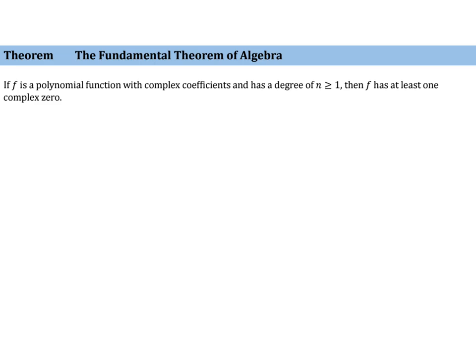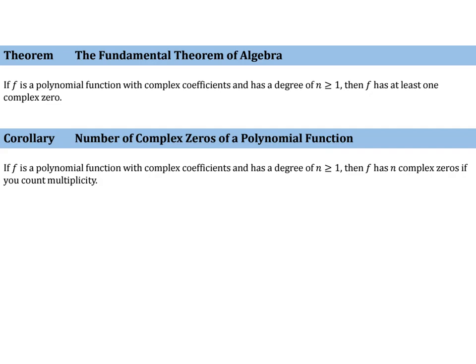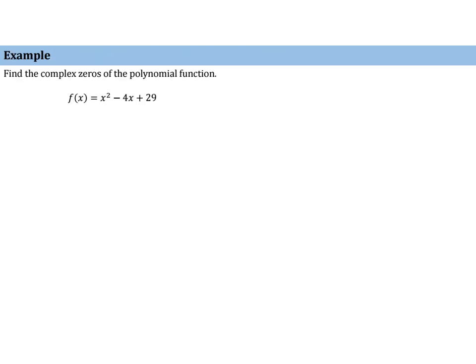Now, maybe the best thing to say is that there is a corollary from that, a statement that follows directly from that rule. The corollary is simply that if you have a polynomial that has a degree 1 or more, then it will have n complex zeros if you count multiplicity. So let's take a look at x squared minus 4x plus 29.